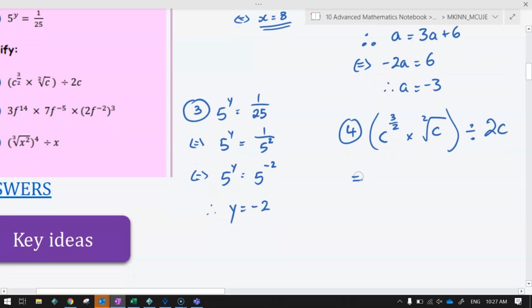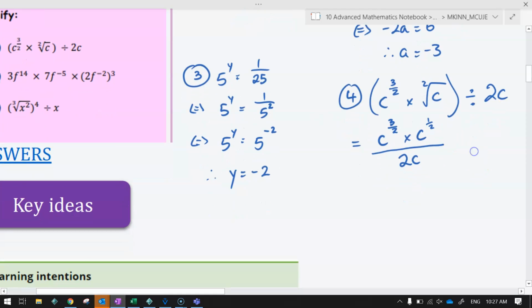What I'm going to do as my first step is just to write this so that it looks a bit nicer, a little bit of panel beating. C to the power of 3 over 2 multiplied by the square root of c. I'm just going to call that c to the power of a half. Are you okay with that? That's what a square root is. Divided by 2c. It's usually easiest to keep working with fractions with these things. So I'm going to make my division, I'm just going to use a fraction instead.